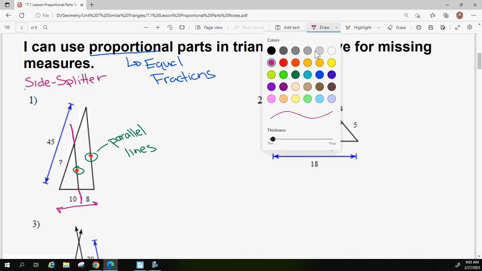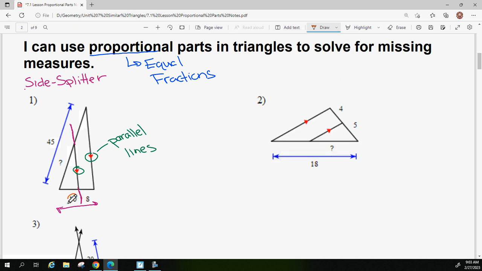For example, in this triangle, when I have this side splitter, I know the smaller piece to the left of my side splitter on this side, and so I'm going to start writing a proportion. I'm looking for the smaller piece to the left of my side splitter on this side. Notice I'm building two fractions that are going to be equal to each other, and the pieces that correspond, much like in congruent triangles, are going to be in the same spot.